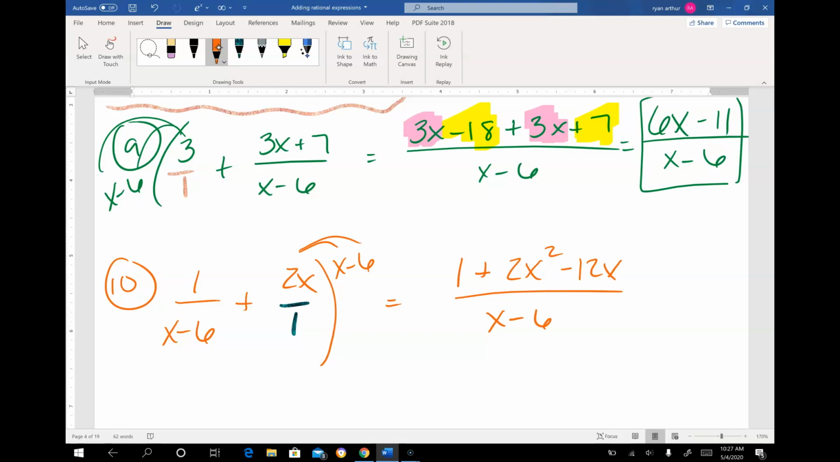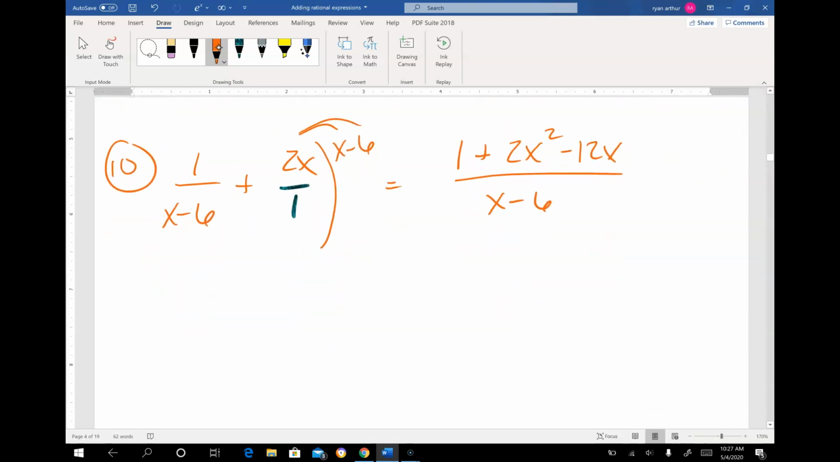No, you can't combine anything on top, but let's put it in standard form, okay? So it's 2x squared minus 12x plus 1 all over x minus 6. All right, so let's see if we can factor that.